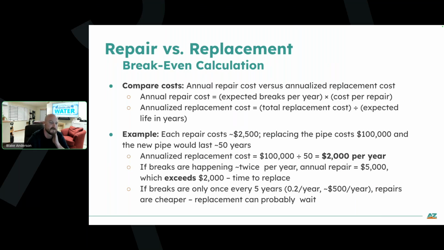That means if you're averaging 2 breaks per year on that section, it's costing you about $5,000 a year in repair costs. That's way above the $2,000 per year cost of ownership of that asset across its whole life cycle. It means you're paying a lot more in fixes than you would just to have a new pipe. And so in that case, replacing becomes a really economical and clear choice. And the saying goes, you gotta spend money to make money.